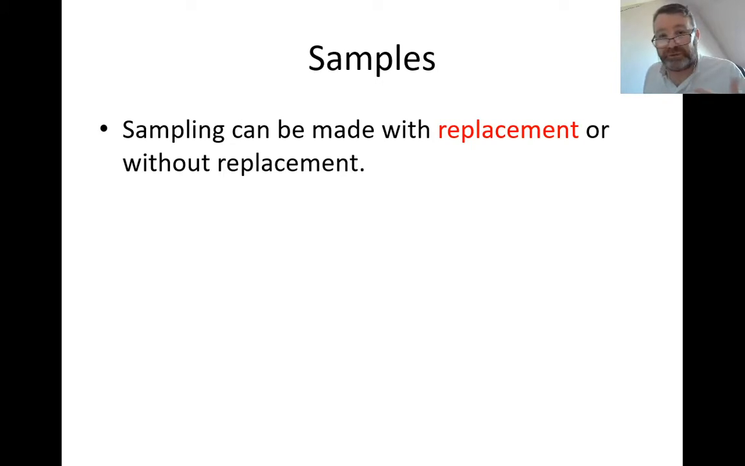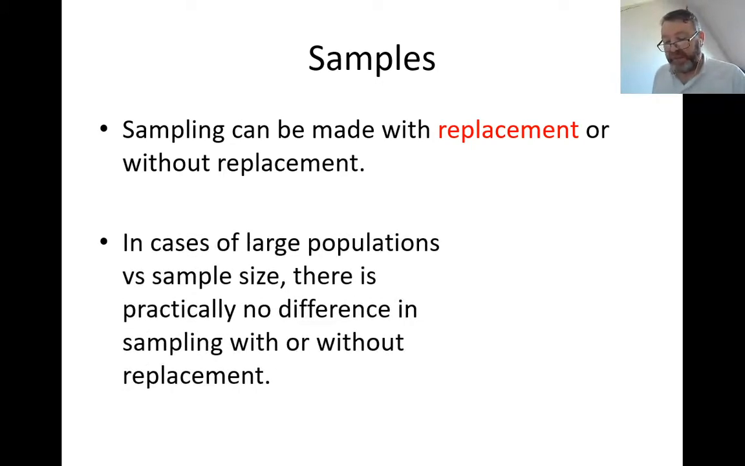And again, you'll notice all these things are there in everyday life. In cases of large populations versus sample size, there's practically no difference in sampling with or without replacement. Think about this. In the island of Ireland, you have maybe 5.5 million, 6 million people. You take 9, or is it, I'm not too sure, is it 9 or 11 for jury service? It could be 11. 11 for jury service, okay? Now, those 11 don't have to do jury service for the next 10 years.